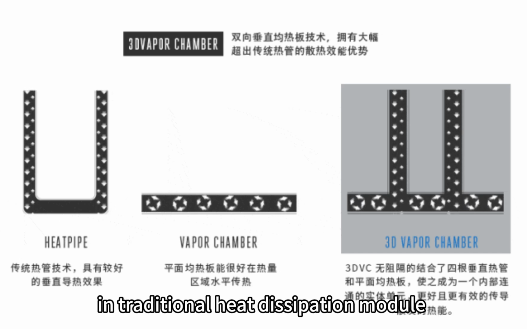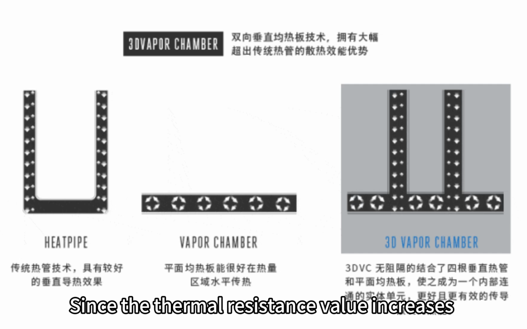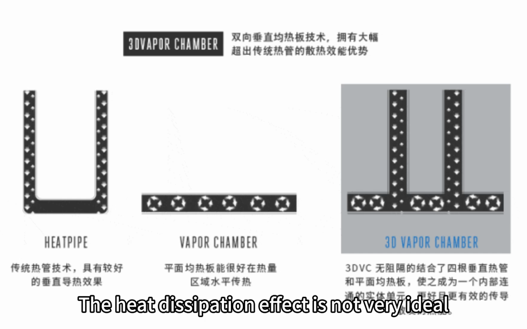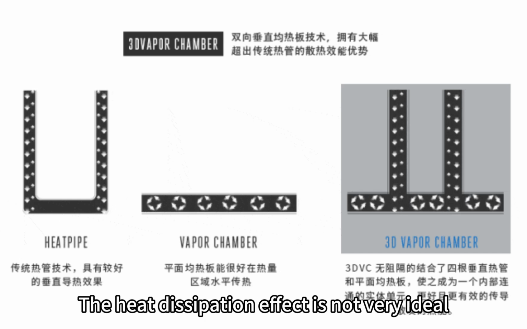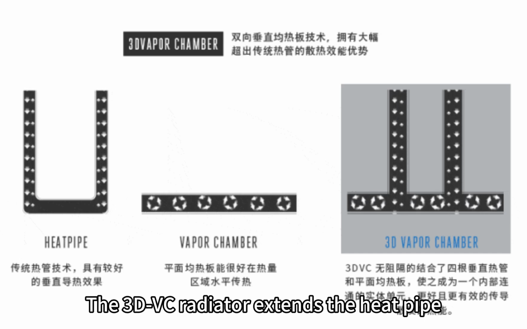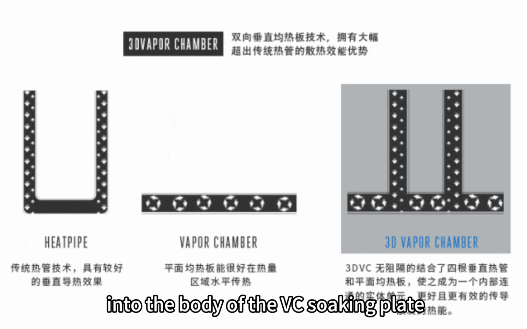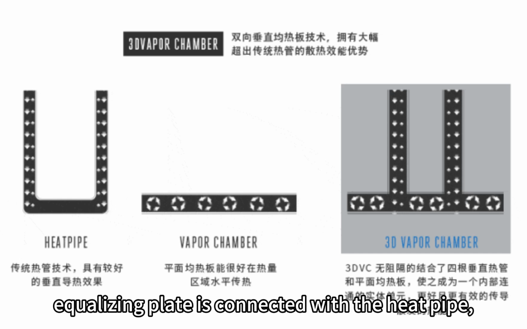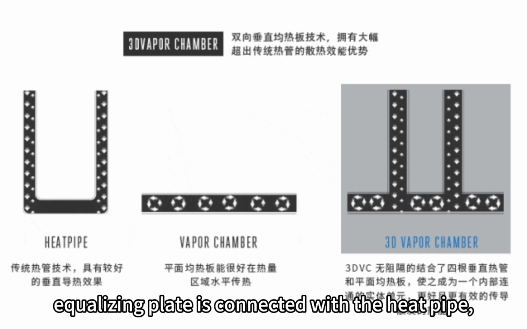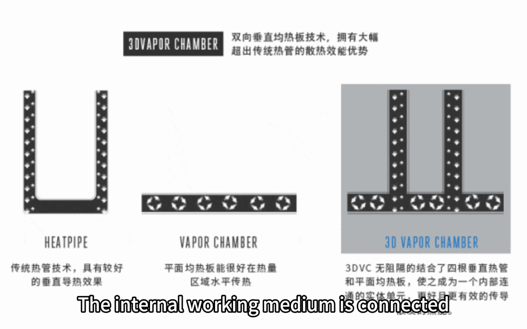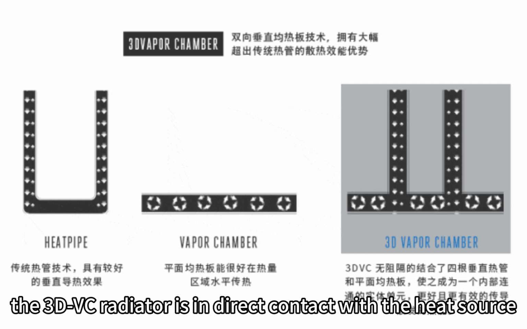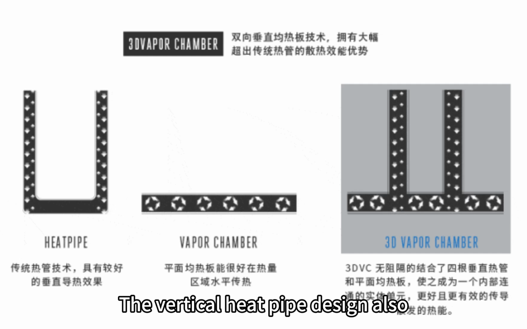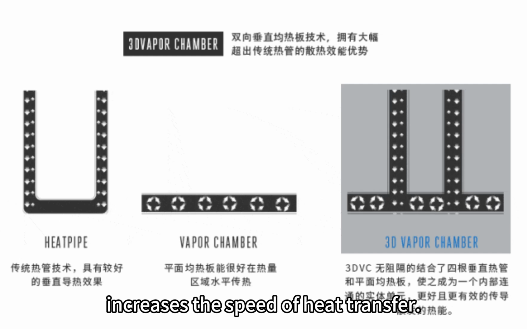In the traditional heat dissipation module, since the thermal resistance value increases with the increase of the heat conduction distance, the heat dissipation effect is not very ideal. The 3D-VC radiator extends the heat pipe into the body of the VC soaking plate. After the vacuum chamber of the VC temperature equalizing plate is connected with the heat pipe, the internal working medium is connected. The 3D-VC radiator is in direct contact with the heat source. The vertical heat pipe design also increases the speed of heat transfer.